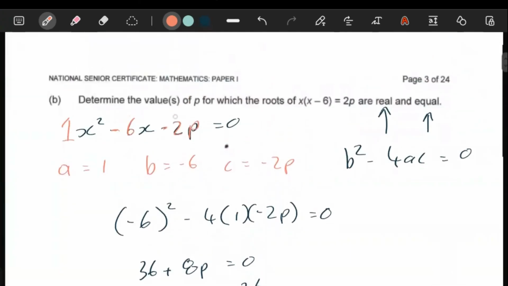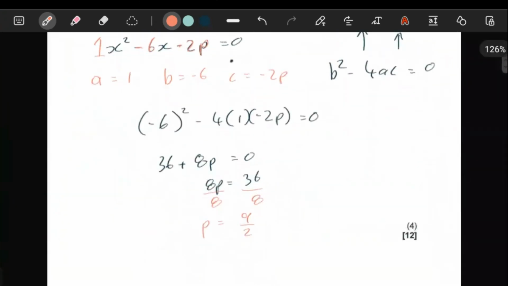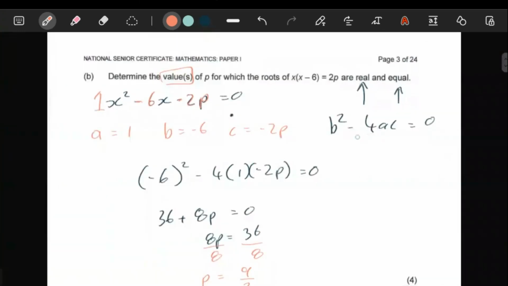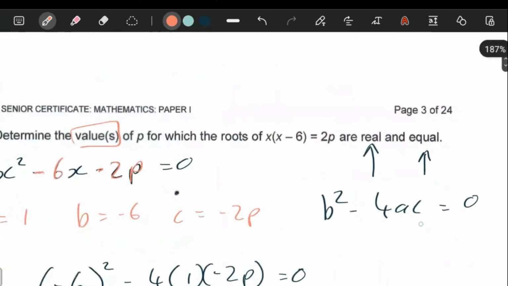So remember, they say determine the values of p for which this equation has roots that are real and equal. It's a formal question. We're only getting a single value. So for your roots to be real, this obviously has to be bigger than 0. But then for them to be equal, this has to be equal to 0. Because here they said roots have to be real and equal, the and part limits us to this only. We cannot work out where b squared minus 4ac is bigger or equal to 0. But then hold on though. Roots are real and equal.